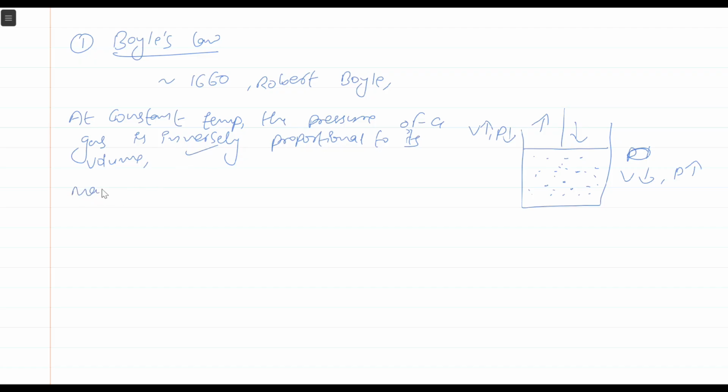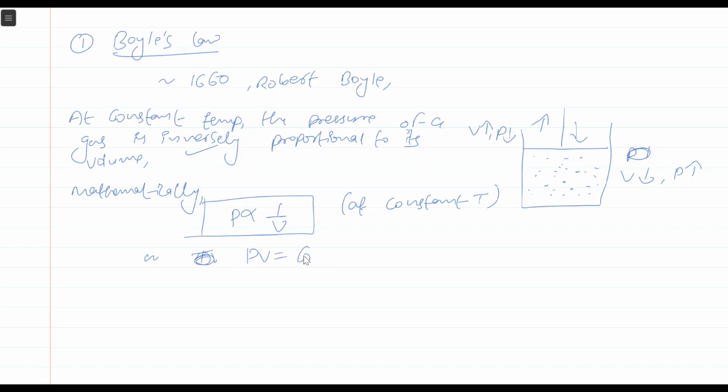Mathematically, what do we see? Pressure is inversely proportional to volume, at constant temperature. Now if we take the volume to this side and remove the proportionality sign, then on the right hand side there will be a constant. So it will be PV equals constant. Let's consider this to be equation number 1.